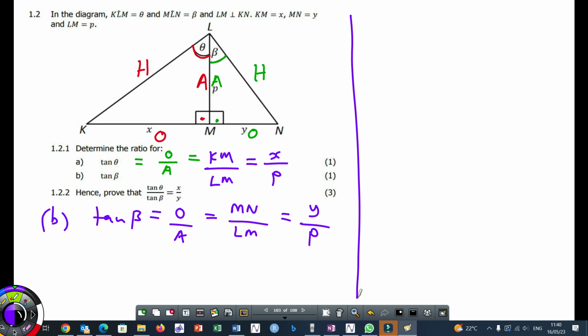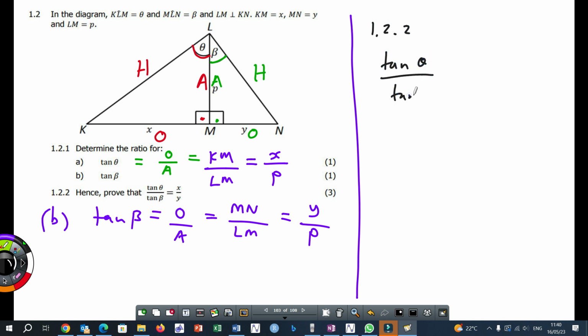Okay? Now, that's not complicated to do. It's not complicated. It's so easy. So, to do 1.22, we need to prove that tan theta over tan beta is equal to x over y. Okay? So, what is tan theta? It's x over what? B.